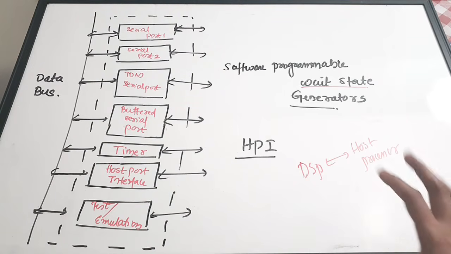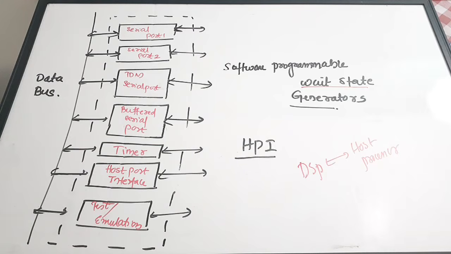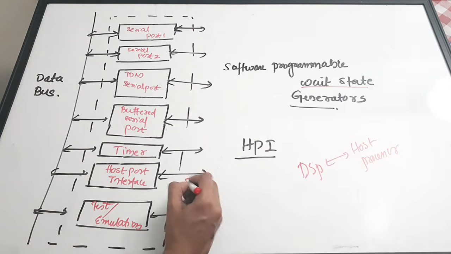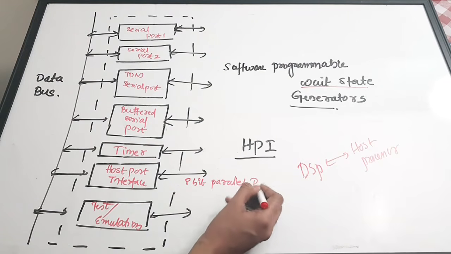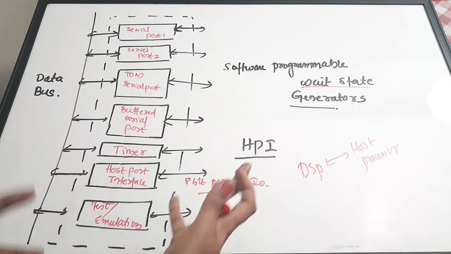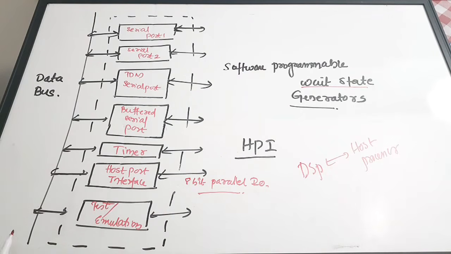So the HPI used here is an 8-bit parallel IO port. Okay, so this port is an 8-bit parallel IO port. It is used for transactions between the host processor and this DSP. Then the last unit is test and emulation, used for testing and emulation purposes. Okay, so that's all about the peripherals.